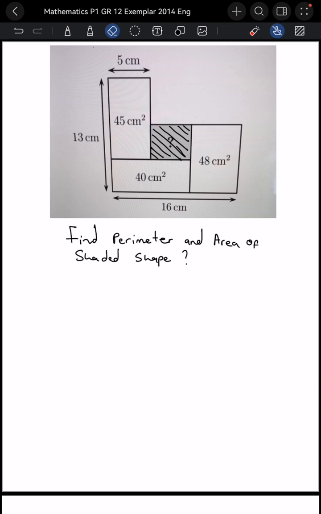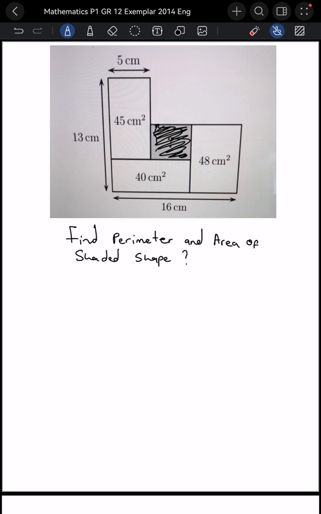All right, here we have a very interesting question. It says find the perimeter and area of the shaded part. So the shaded part is this one here. We can just reinforce it by putting it like this. This is the shaded part. Find the perimeter and area for it.